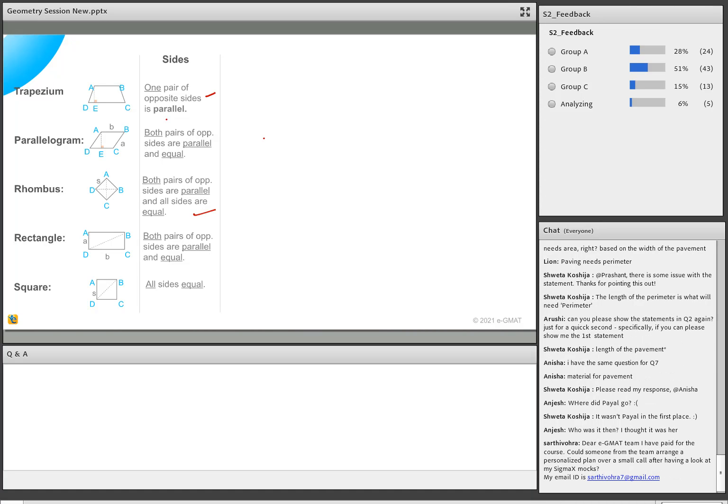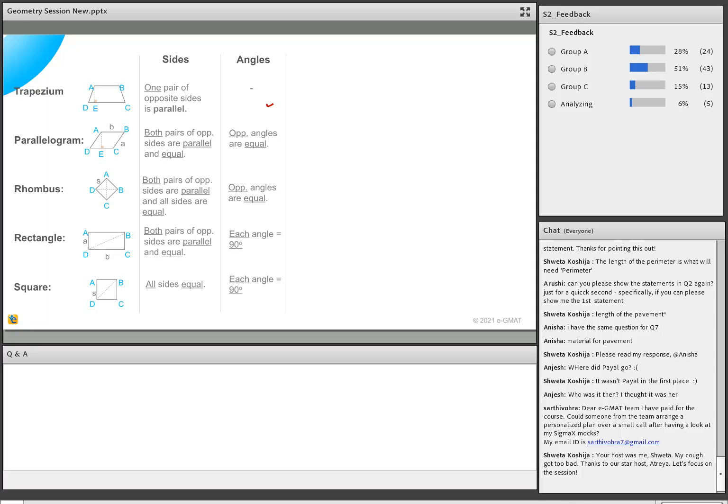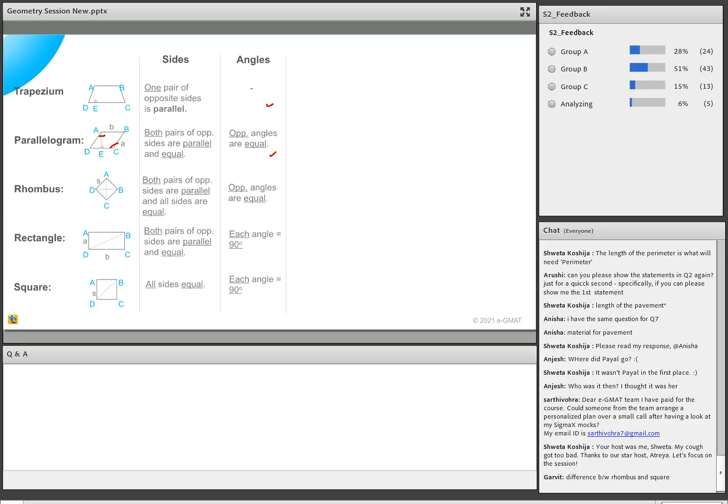Right, okay, so let's now talk about the angles. In trapezium, there's no such concept related to angles. It completely depends upon what trapezium I am dealing with. So that's one very important point. In parallelograms, the opposite angles are equal to each other. So by that I mean the value of angle A would be equal to the value of angle C, and very similarly, the value of angle D would be equal to the value of angle B.